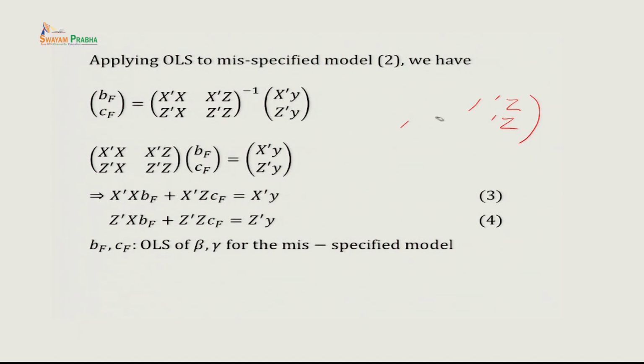And then from this equation we obtain x transpose x B f plus x transpose z C f equal to x transpose y, and z transpose x B f plus z transpose z C f equal to z transpose y. B f and C f are the OLS estimators of beta and gamma for the misspecified model.